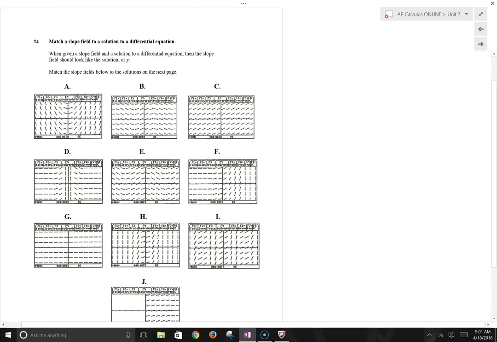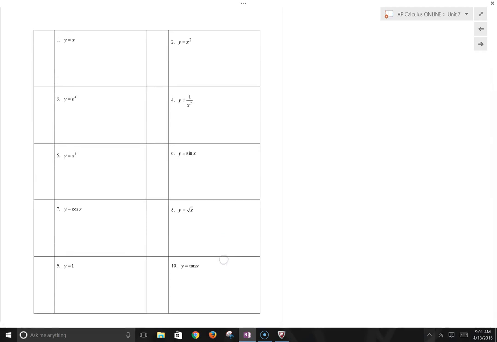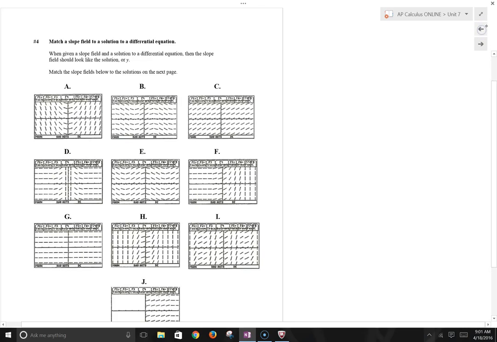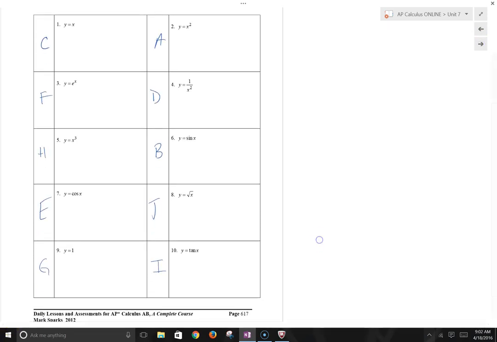So now we're going to do the same thing. We're going to match a slope field to a solution. However, the solutions are a little more particular. So try the same thing. I'm going to put the answers on this one, and you can match up these answers to these slope fields. So pause this now. So hopefully you got what I got.